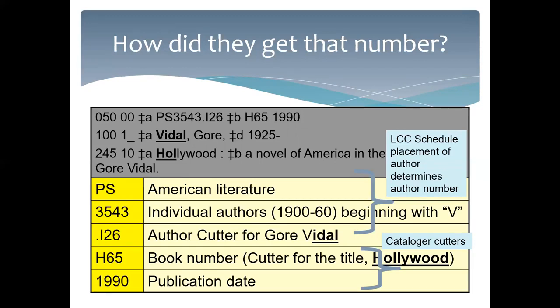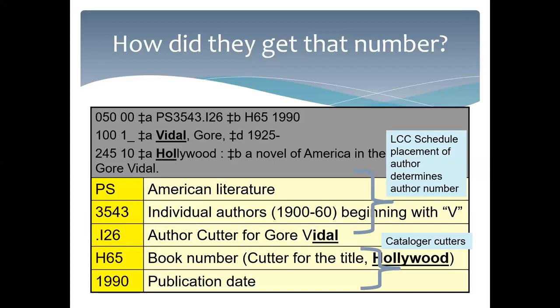So you'll be looking at what your first subject heading is, and then looking at that correlation, and also taking with you some of these situations that are a little bit different. So literature is a little bit different. Art's a little bit different, and then we're about to look at some other examples. So the PS 3543.I26, that is actually determined by where Gore Vidal would fit into the Library of Congress classification. So where would he fit in? Well, he's going to fit American literature, individual authors, for 1900 to 1960, beginning with V.